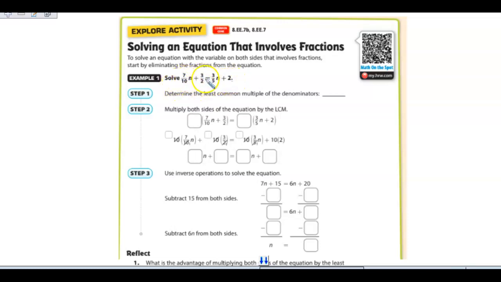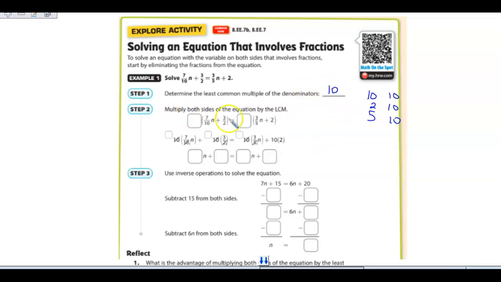And I see that I have 3 different fractions. I have a denominator of 10, a denominator of 2, and a denominator of 5. Now the first thing I want to do is find the least common multiple of these 3 denominators. When I look at these, I do see that 2 goes into 10 and 5 goes into 10. So that's telling me that the least common multiple would be 10.